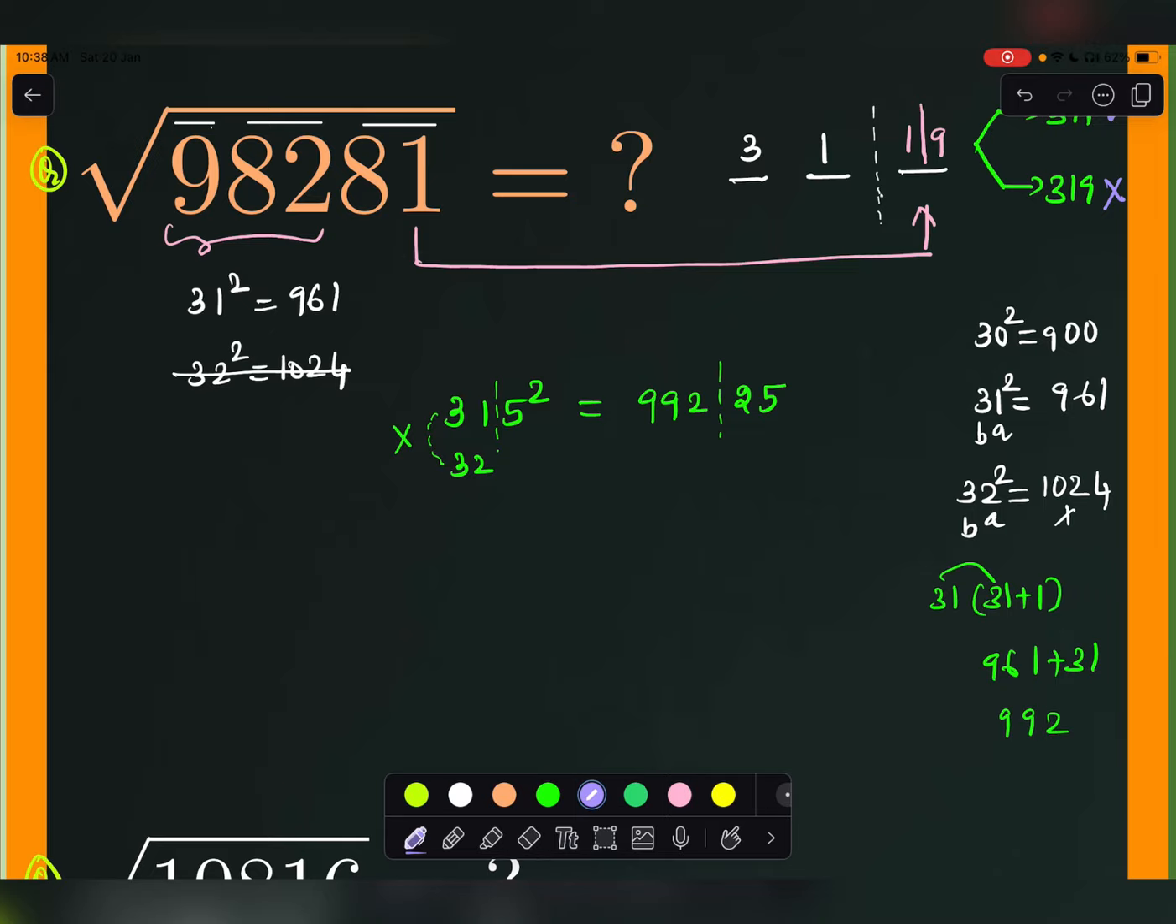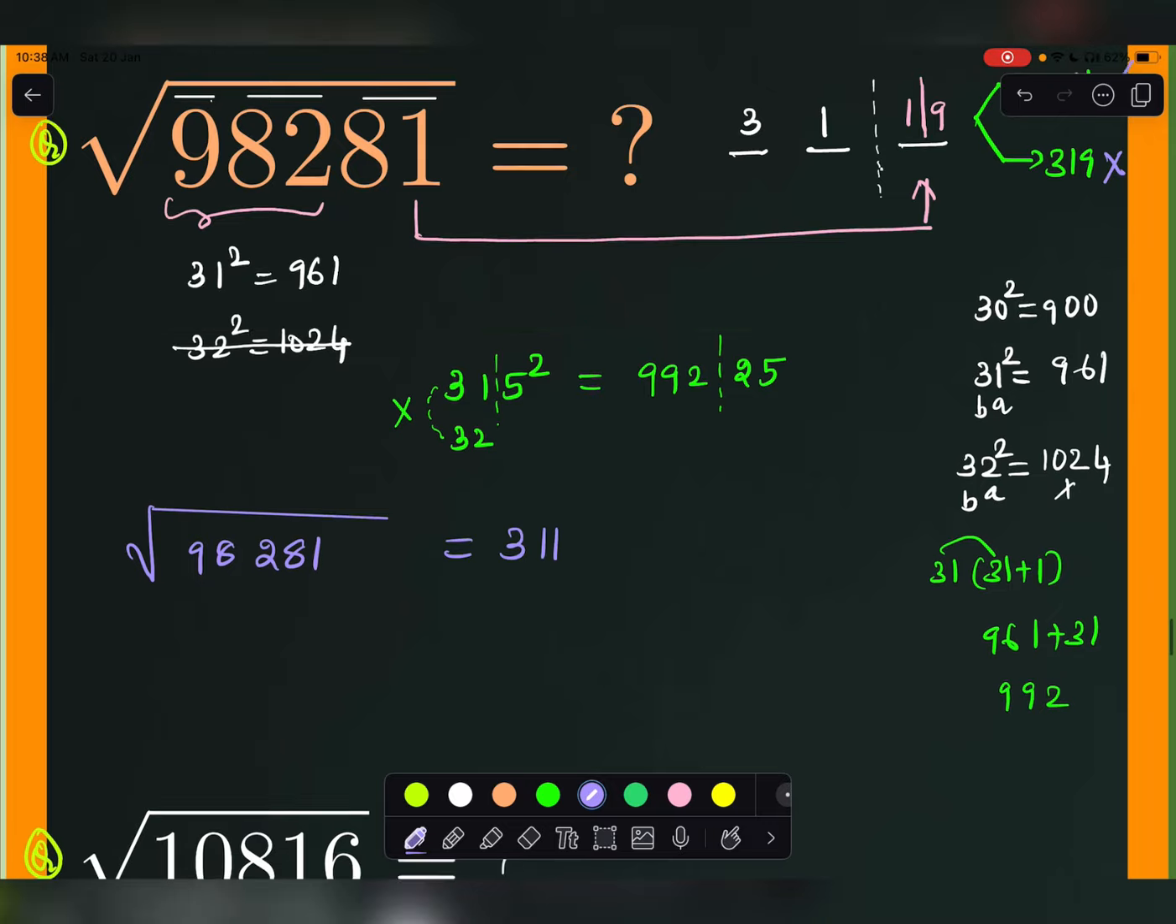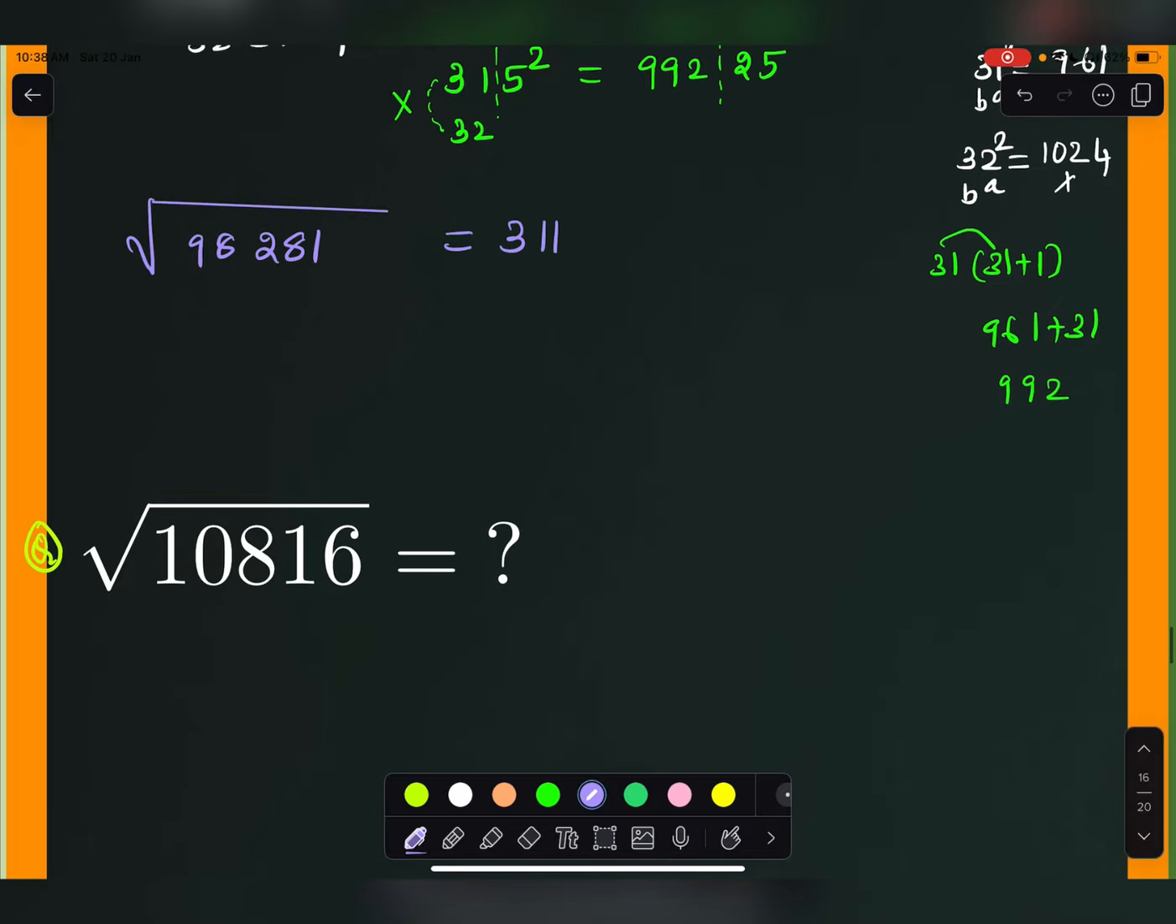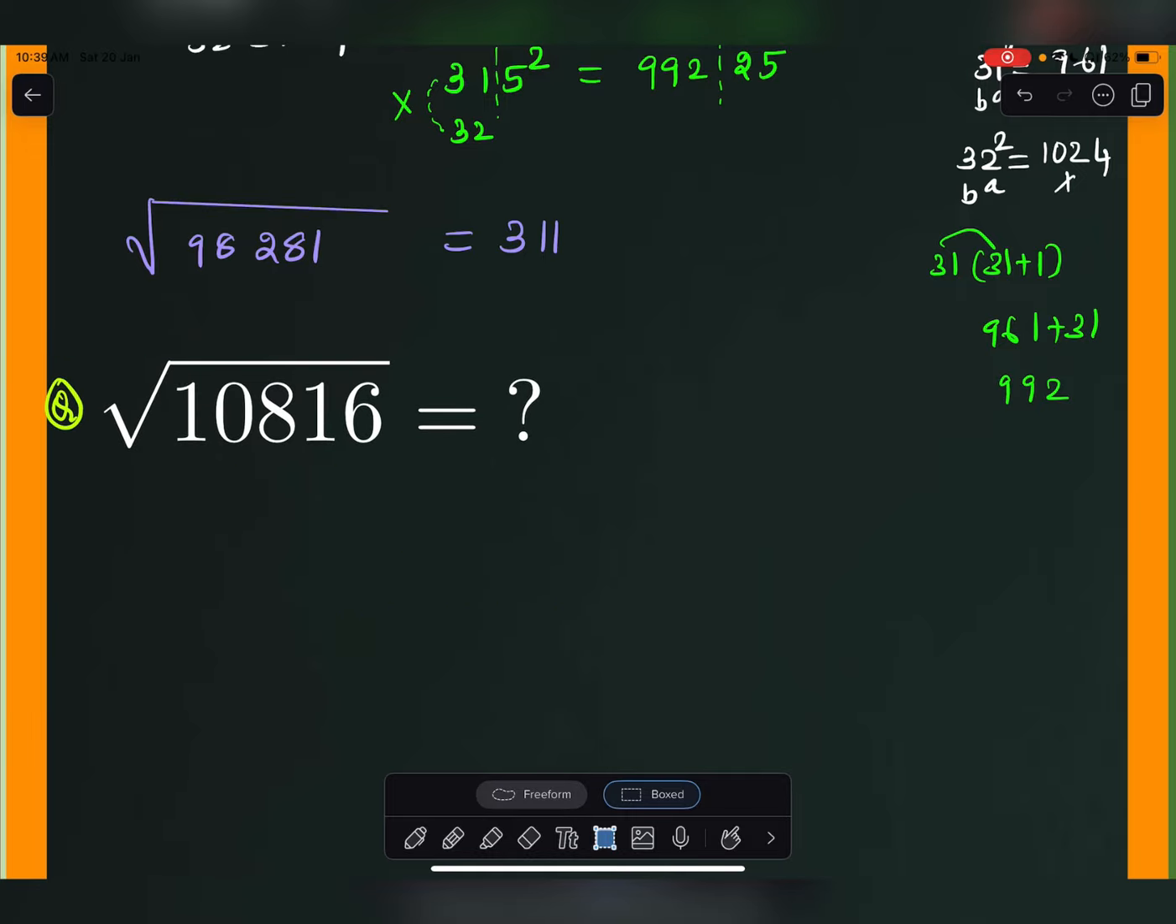Therefore, the square root of 98281, its square root value how much? I'm getting 311, right? We can handle bigger numbers also very comfortably once you know some simple squares, right? And take one more thing here. Same idea here also: mark the bar on two numbers from right to left, right?